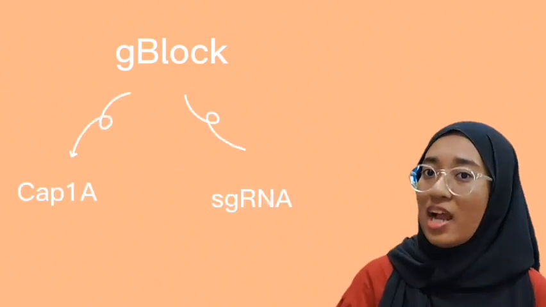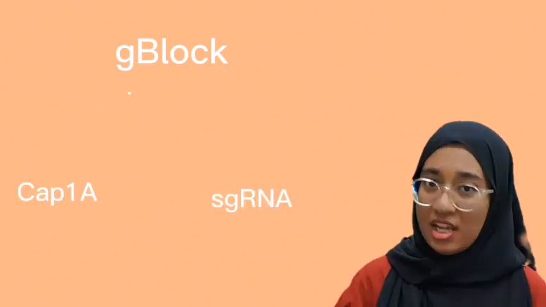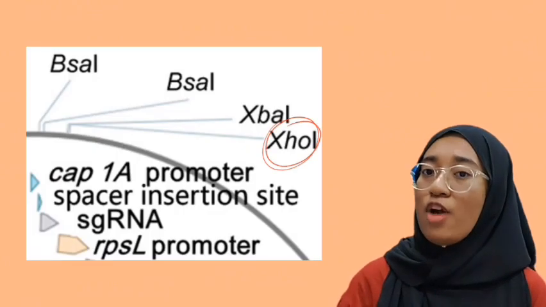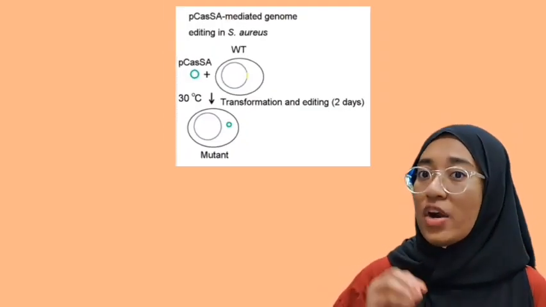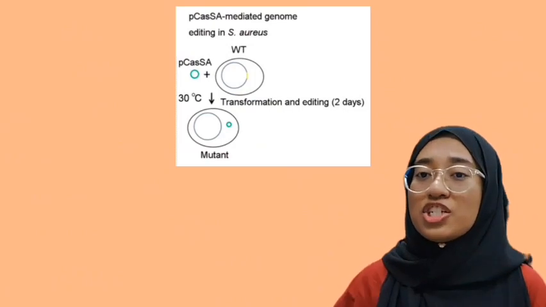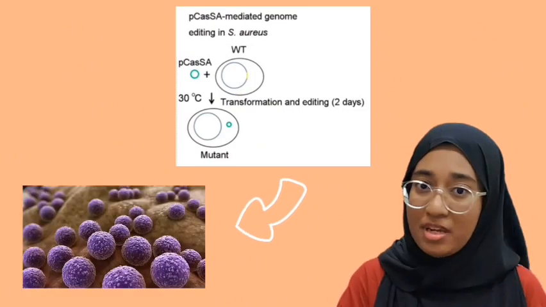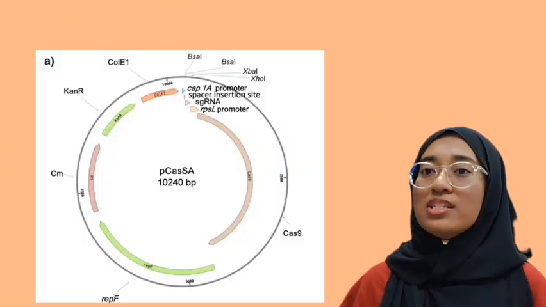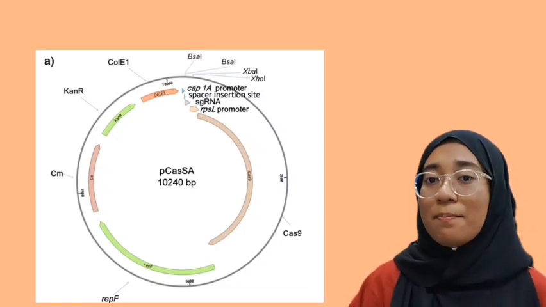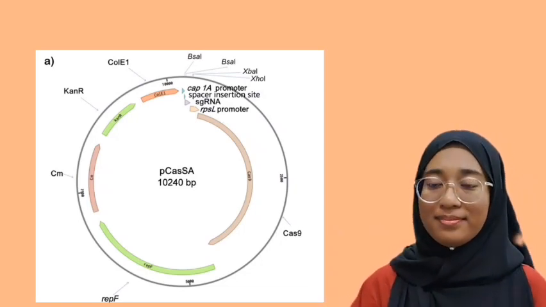Before resulting in the final pCAS9 plasmid, we will insert the G block. The G block is synthesized from the CAP1A and the synthetic guide RNA, sgRNA, into the XhoI site of the previous plasmid that I have explained before. And in the final plasmid, we will introduce the 20 base pair spacer of sgRNA at the spacer insertion site before we transform this plasmid into S. aureus. So this is how the pCAS9 plasmid will look like.